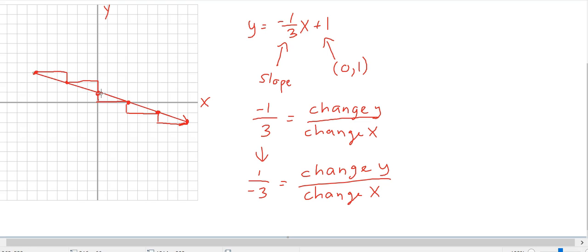We, of course, do want to put arrows at the end of the line to show that it goes on forever. And this would be your line.